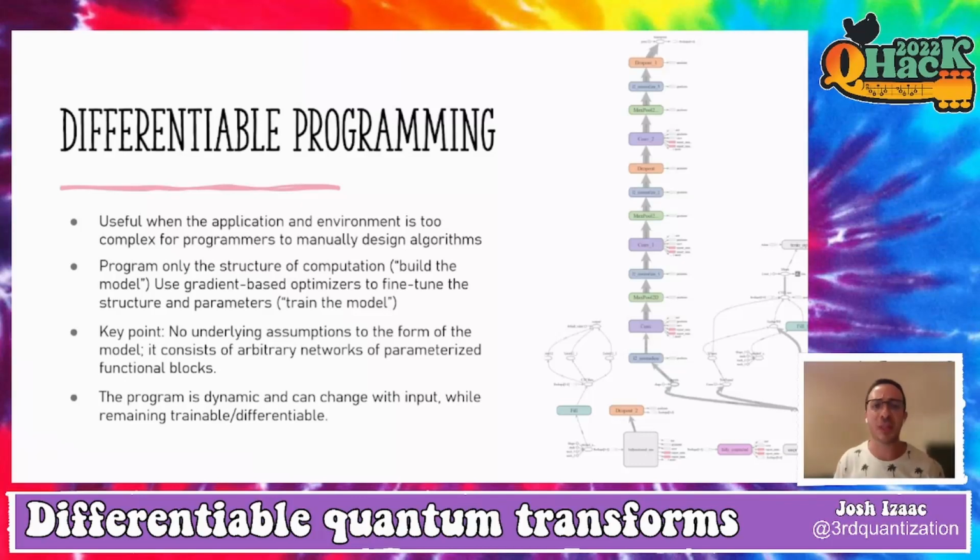So I think the key takeaway, though, is that with this concept of differentiable programming that's unlocked with differentiable quantum transforms, there are no underlying assumptions to the form of the model. It consists of arbitrary networks of composable parameterized functional blocks, and every one of those functional blocks in the model we can train.